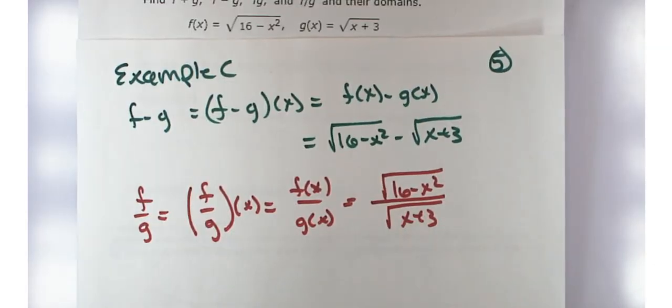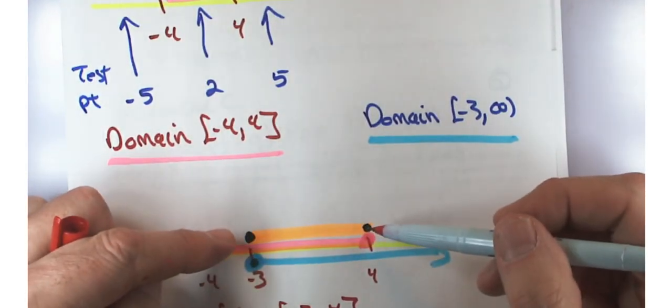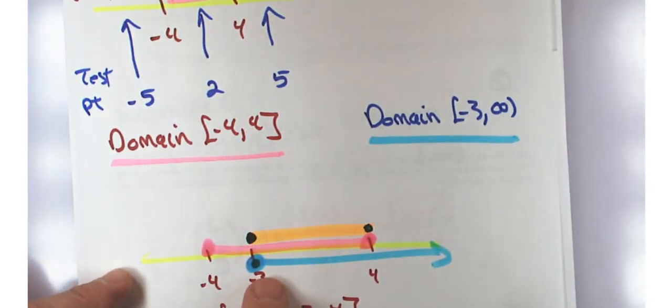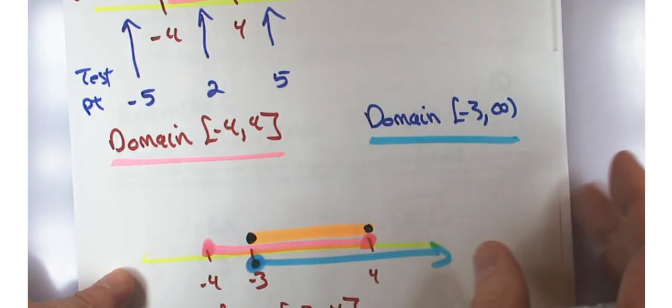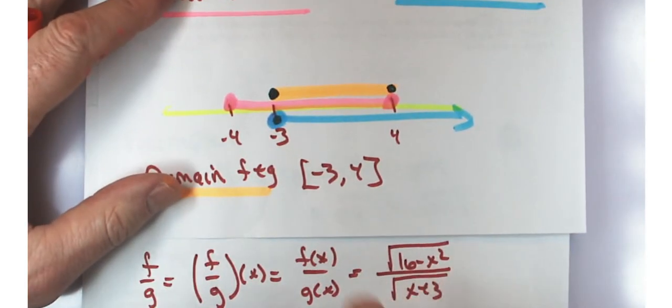Yeah, we want to avoid having a 0 in the denominator. Now, in our first part of this problem, both of these functions were defined between -3 and 4. But now that we've got this crazy denominator of g of x, the square root of x plus 3, we can't put in the -3. So how does that change our domain?